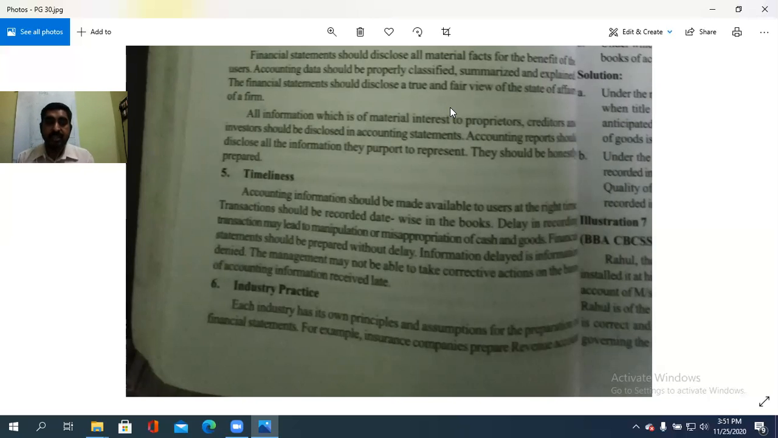So that is the case, it should be made available at the right time. So accounting information should be made available to the users at the right time. Transactions should be recorded date-wise in books. Delay in recording the transaction may lead to manipulation or misappropriation of cash. So if the date is not put, we also don't remember which date the transaction occurred, isn't it? So that is the case, manipulation or misappropriation of the cash or goods if there is delay in recording the transaction. That is the timeliness.